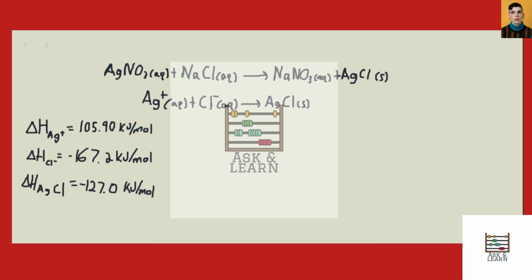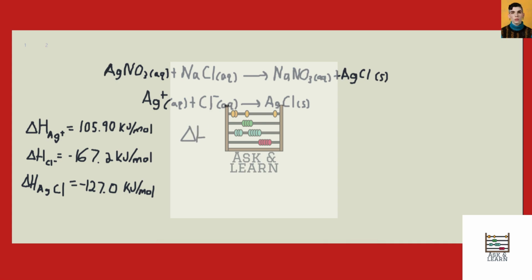All right, guys, we're doing problem number 124 of Chapter 5 in Chemistry: The Central Science. So we see a precipitation reaction between AgNO3 and NaCl. Using the data in Appendix 3, calculate delta H for the net ionic reaction. So we have this reaction, and it's going to be our net ionic reaction: Ag+ plus Cl- yields AgCl.